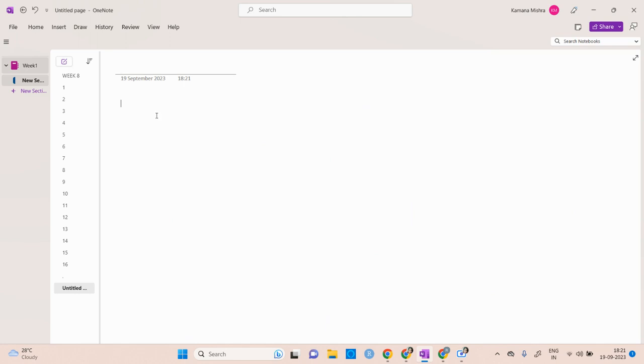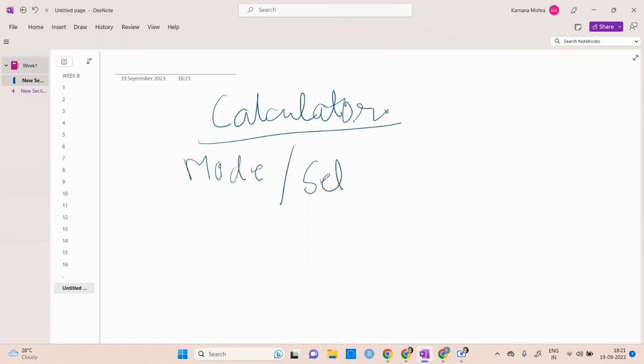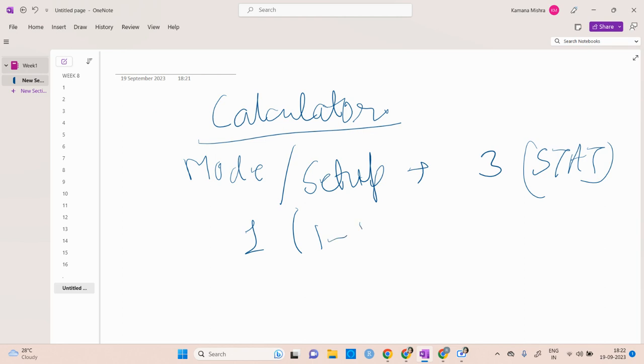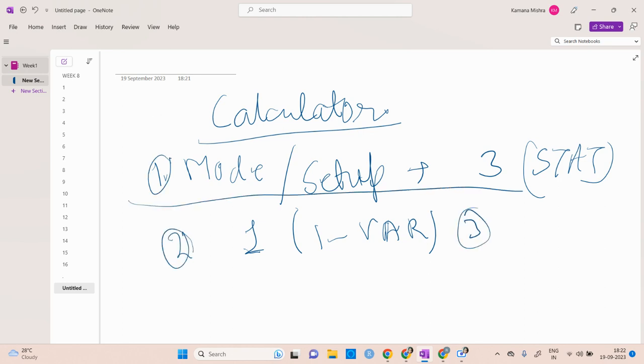Okay. So in the calculator, you can do this simply. Firstly, go to mode or setup, whatsoever is given, and just click on the third, which is stat, and then click on the first, which is 1-variable, something like that, and then you need to click on first, and then these are the things you need to click on.